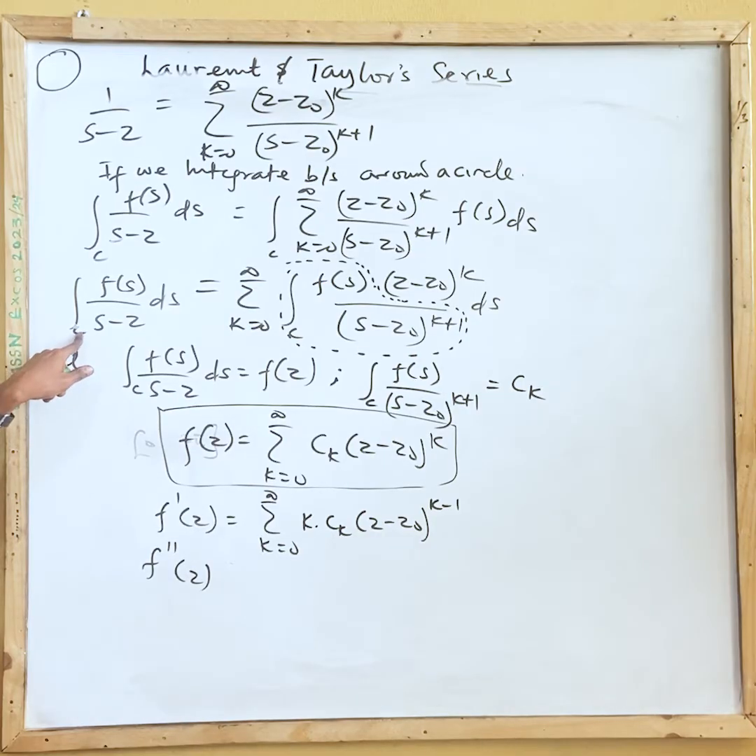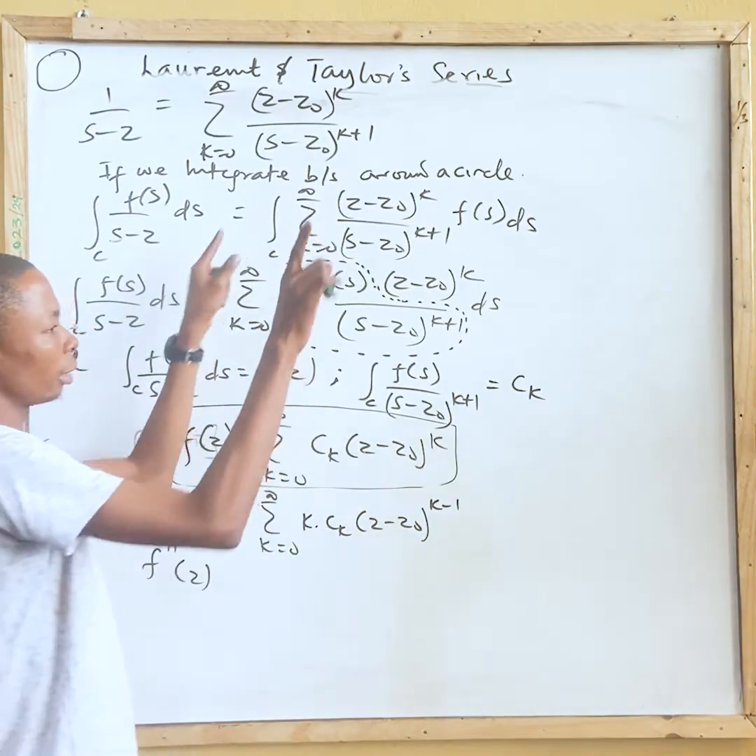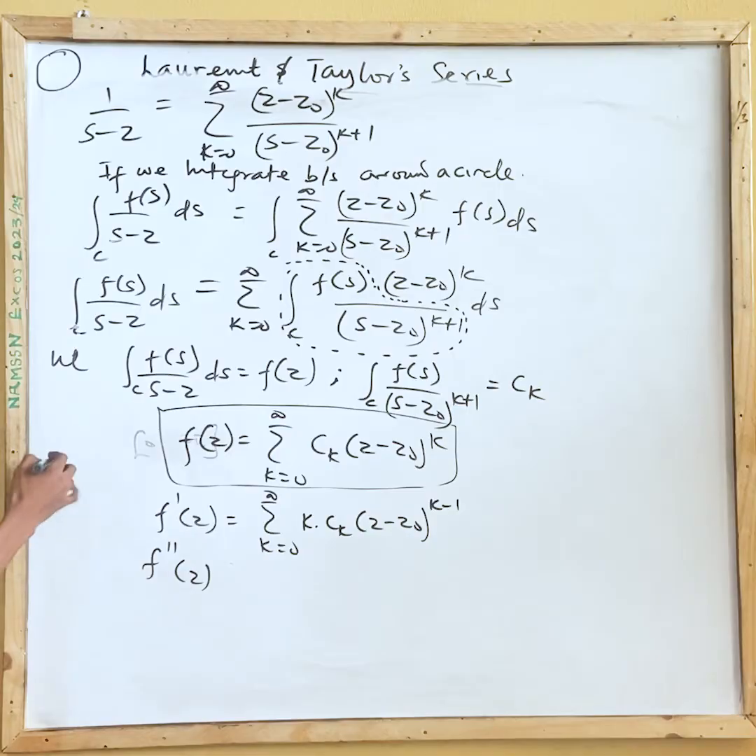The meaning of that 1 over 2 pi i is that we are moving around a circle. I've said that you can use 1 over 2 pi i when we are moving around the circle, or you can use c like this. The meaning of this c is that we are moving around a complete circle.